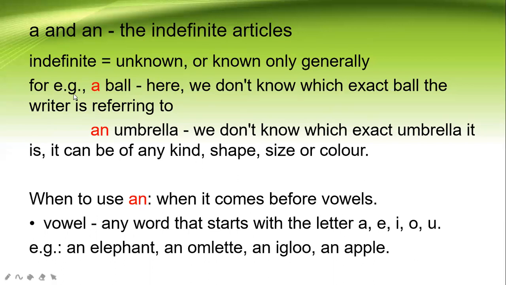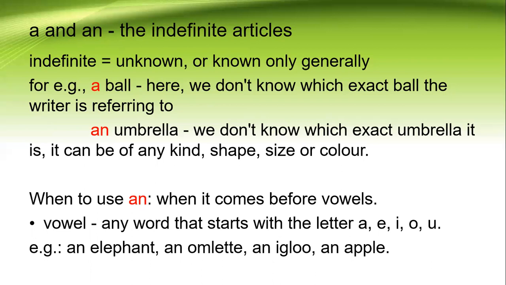Same way, for example, a ball. Here we don't know which exact ball the writer is referring to. We don't know what the ball is made of or whether the ball has any special qualities. That is why we say a ball. An umbrella. We don't know which size the exact umbrella is. It can be of any shape, any size, any color. So we only know that it is an umbrella. We don't know any special characteristics about it. That is why we use an umbrella.